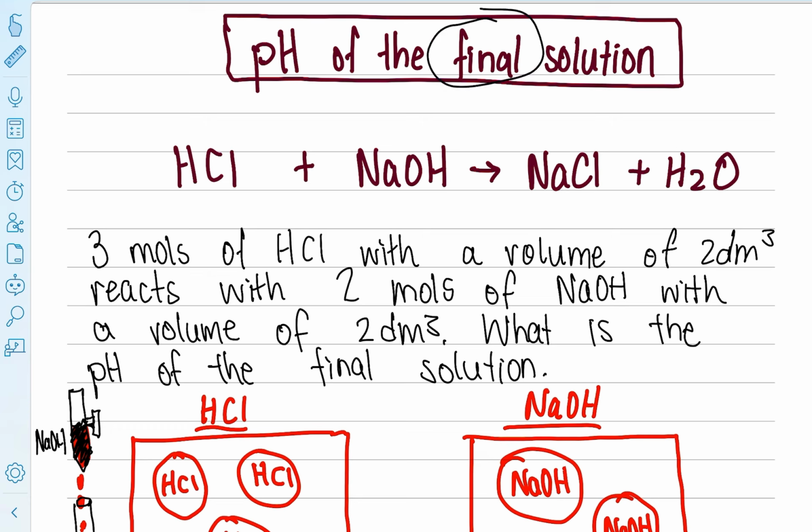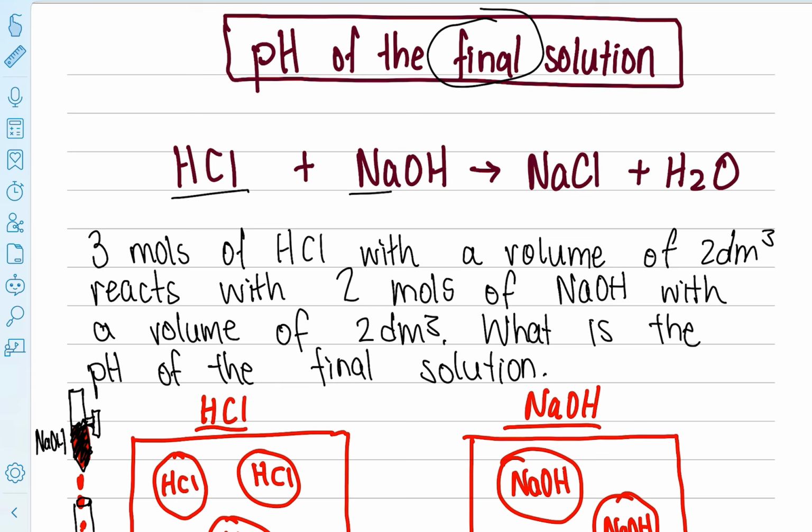And I want to emphasize that it's saying the pH of the final solution, not just the pH of an acid, not just the pH of the base when they are a substance alone. Because before we've been calculating what's the pH of hydrochloric acid alone, what's the pH of sodium hydroxide alone. But what about when the hydrochloric acid and the sodium hydroxide react together? What is left at the end?